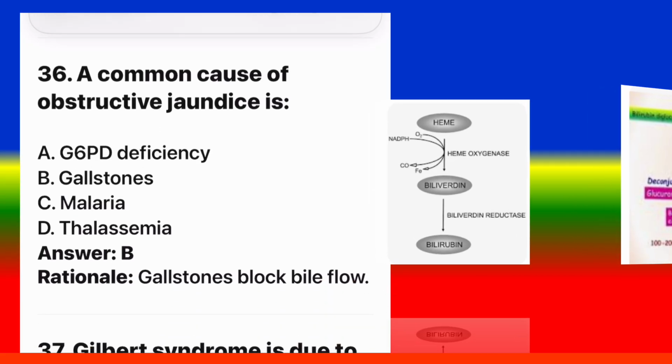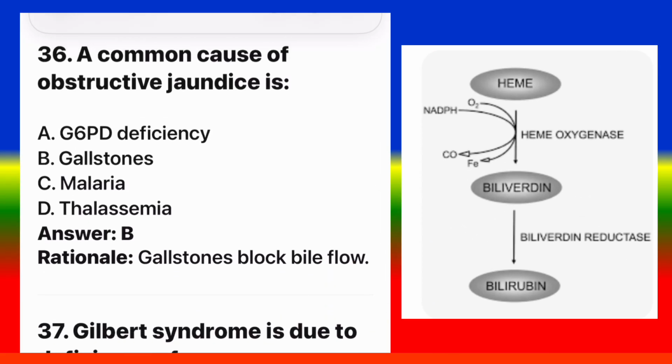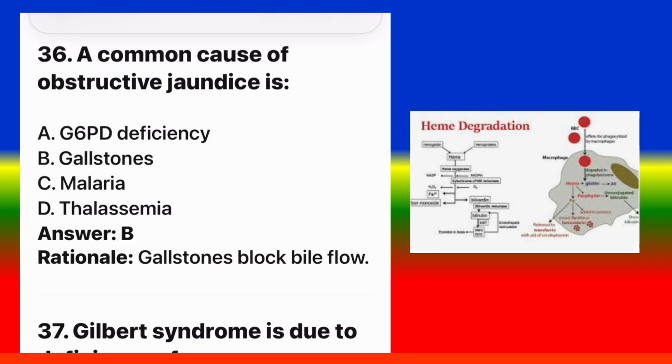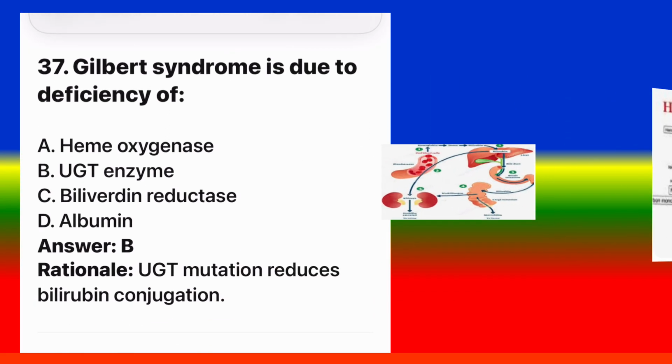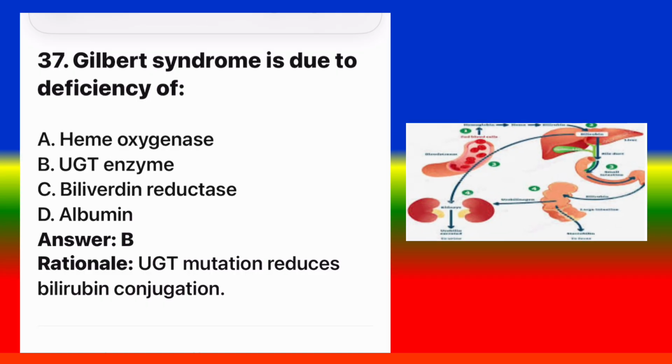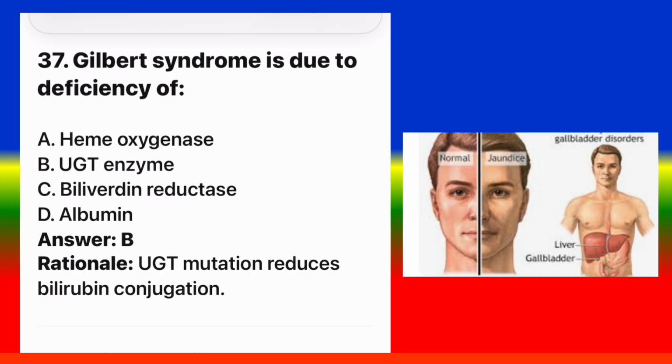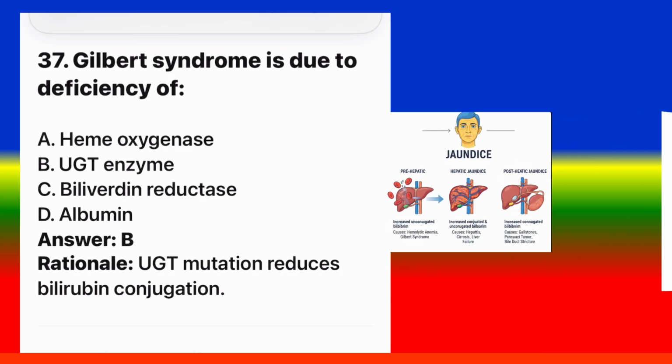36. A common cause of obstructive jaundice: A. G6PD deficiency, B. Gallstones, C. Malaria, D. Thalassemia. Rationale: gallstones block bile flow. 37. Gilbert syndrome is due to deficiency of A. Heme oxygenase, B. UGT enzyme, C. Biliverdin reductase, D. Albumin. Answer B. Rationale: UGT mutation reduces bilirubin conjugation.